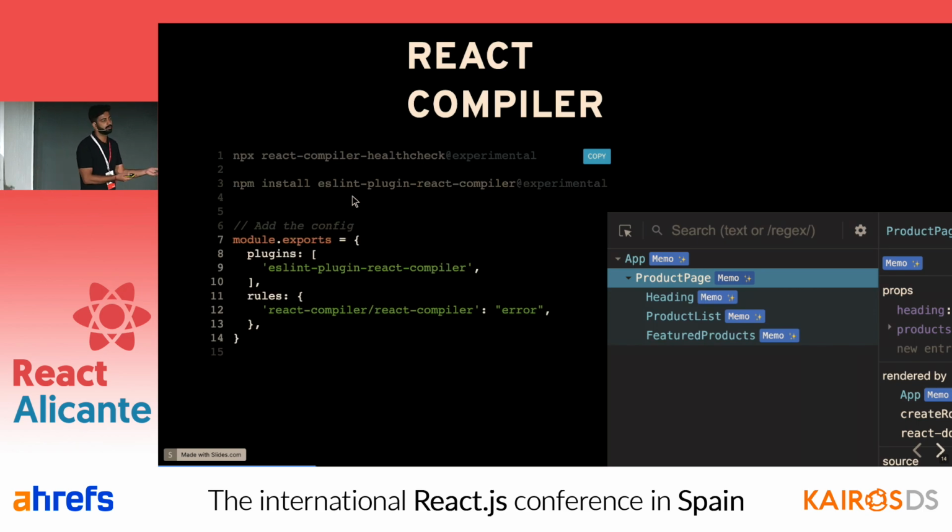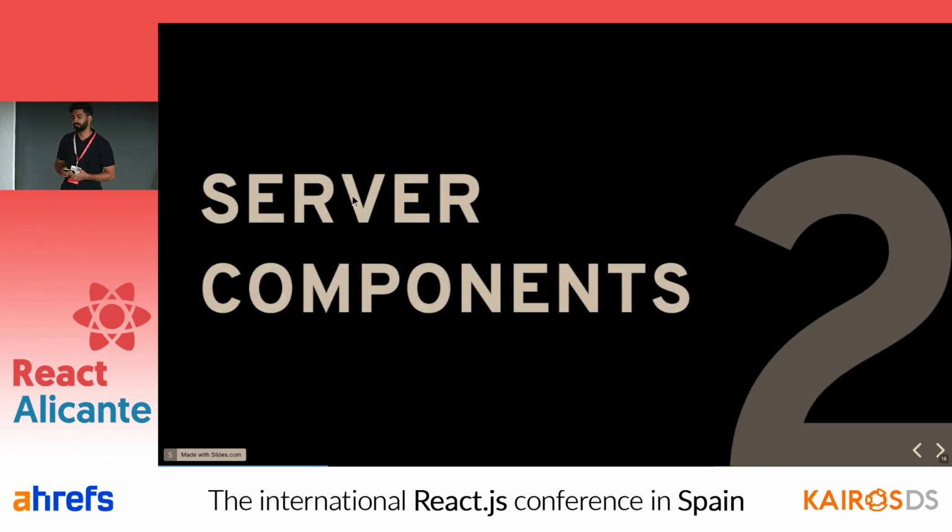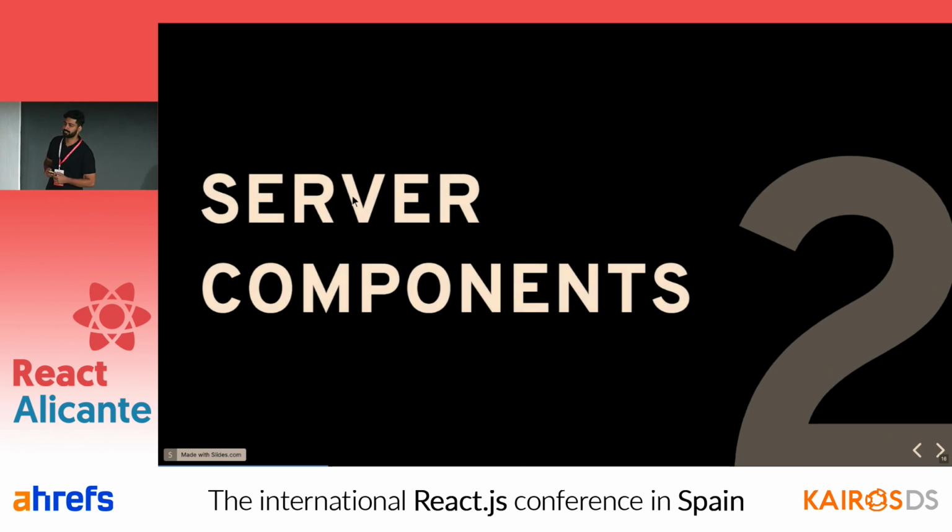You'll have your React compiler running for you. And you can verify this. If you see this image on the right-hand side, you'll see that your React compiler is actually doing some memoizations and optimizations for you under the hood itself. So this was the gist of the React compiler. Let's go to the next step, which is our very favorite, server components.